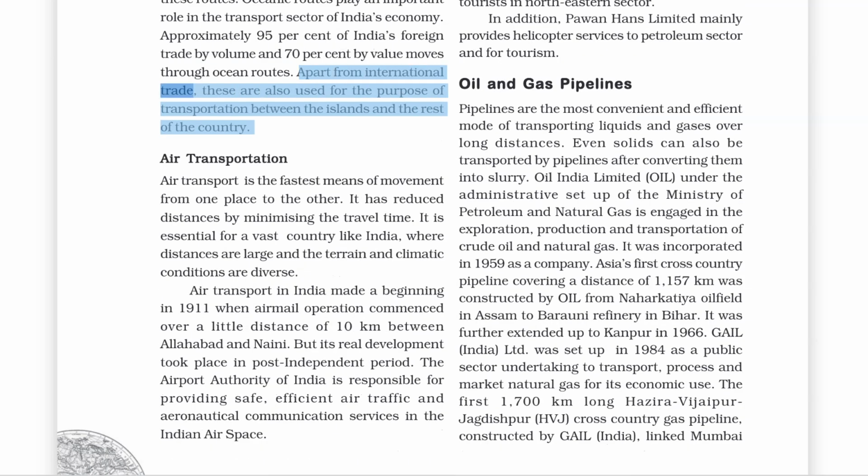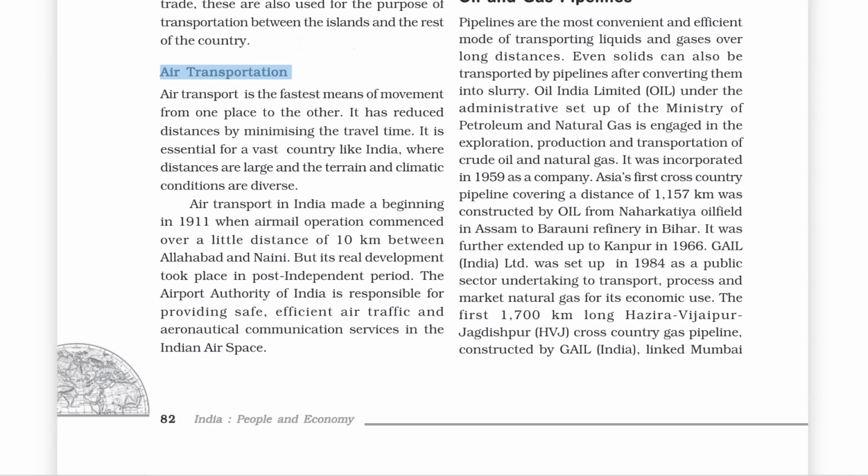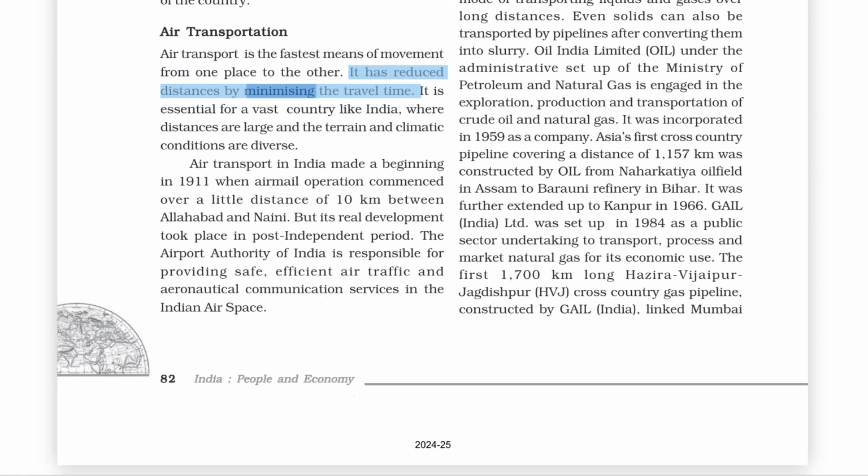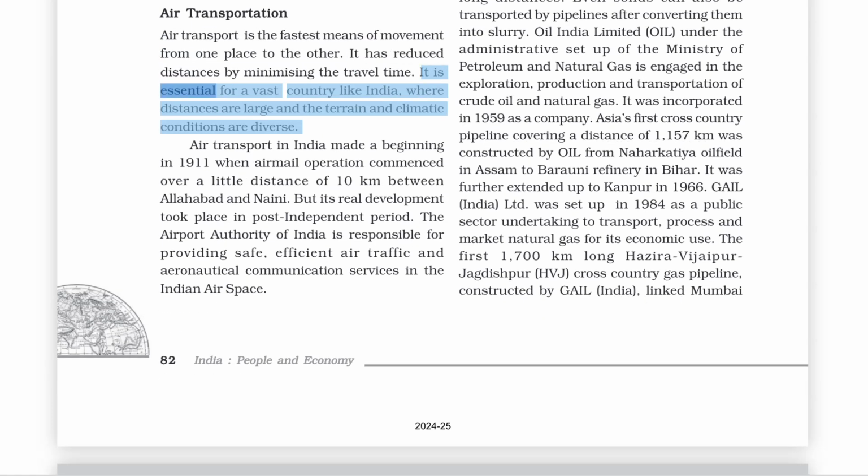Apart from international trade, these are also used for the purpose of transportation between the islands and the rest of the country. Air transportation. Air transport is the fastest means of movement from one place to the other. It has reduced distances by minimizing the travel time. It is essential for a vast country like India, where distances are large and the terrain and climatic conditions are diverse.